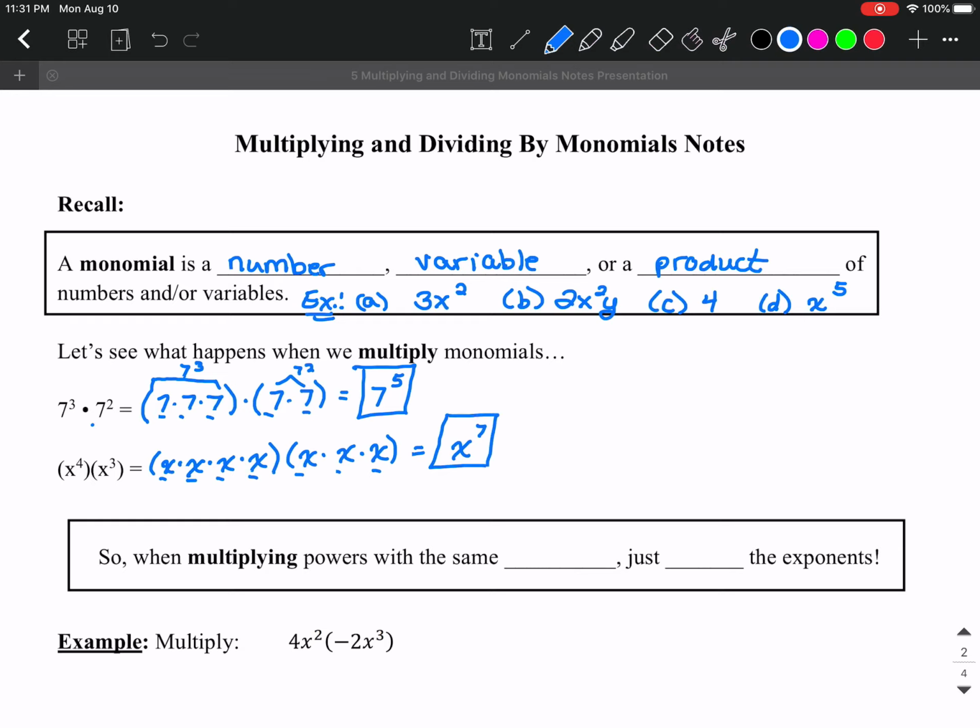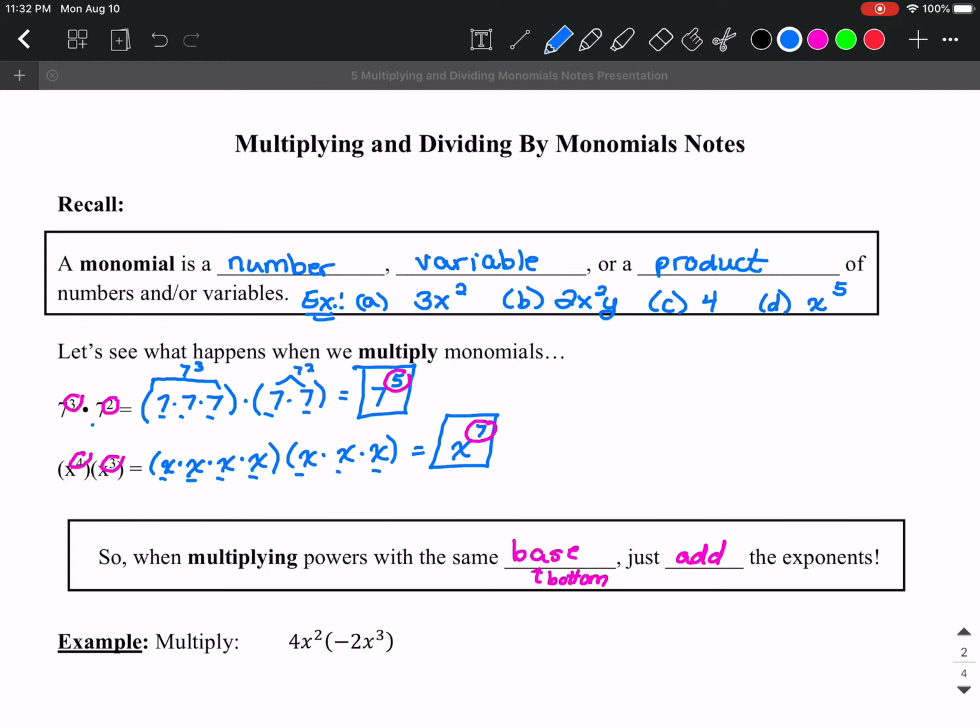Again, look at the connection in the exponents. When we had x to the 4th times x to the 3rd, what do we do to the 4th and the 3rd to get to the 7th? When we had 7 cubed times 7 squared, what did we do to get 7 to the 5th? That's right. When multiplying powers with the same base, and remember the base is the bottom number, just add the exponents.